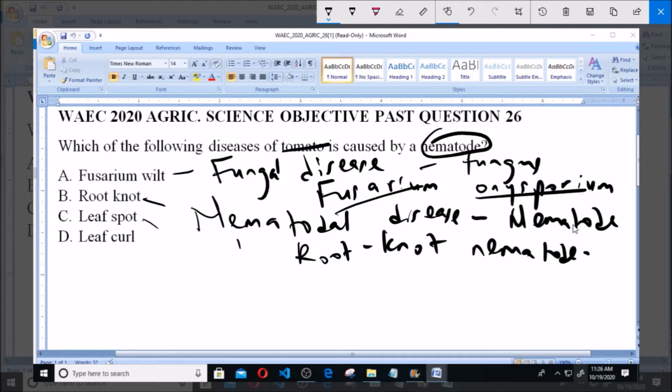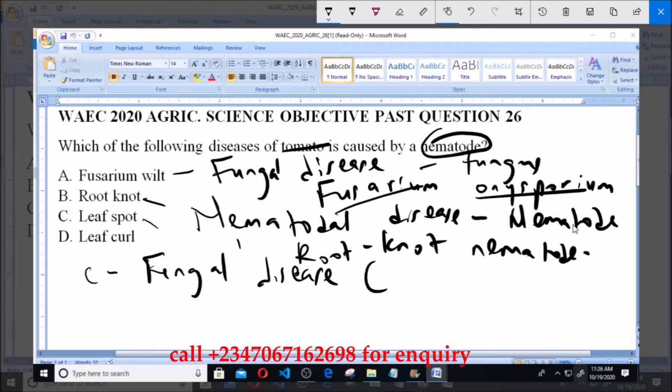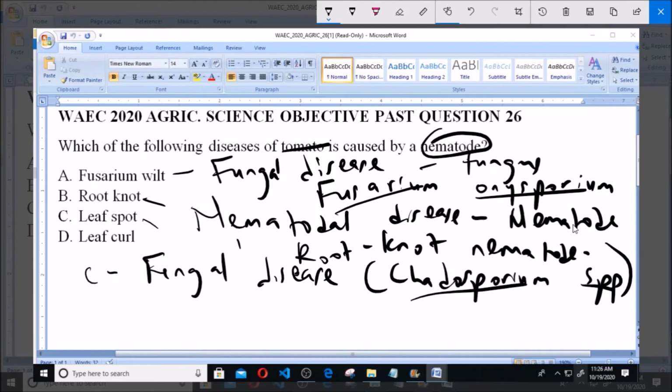Now option C is leaf spot. Now leaf spot is a fungal disease, just like the Fusarium wilt. It's a fungal disease, and it is caused by a fungus known as Cercospora species. And option D is leaf curl.